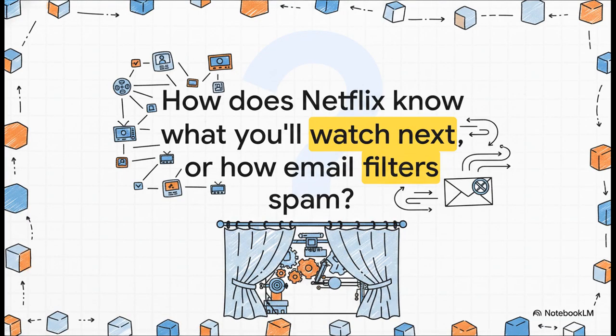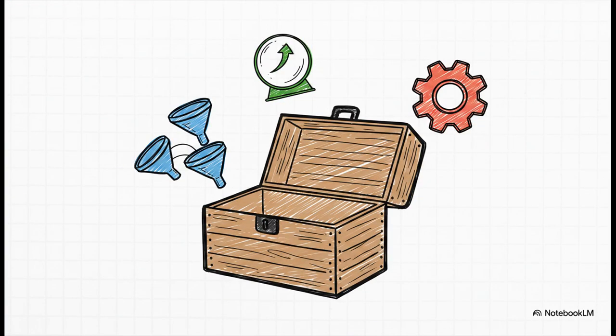So, have you ever stopped to wonder how Netflix just knows what you'll want to watch next? Or how your email inbox is miraculously free of spam? We see these things happen every day, and honestly, they can feel a little bit like magic. But of course, the answer isn't magic. It's actually a super powerful toolkit of algorithms.